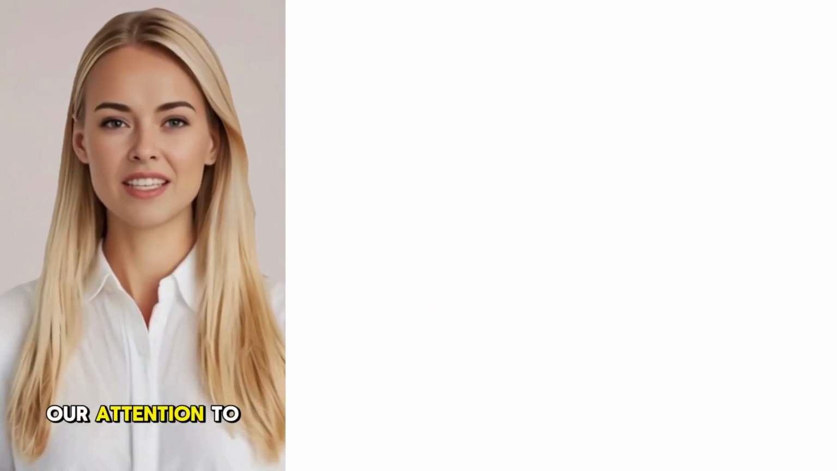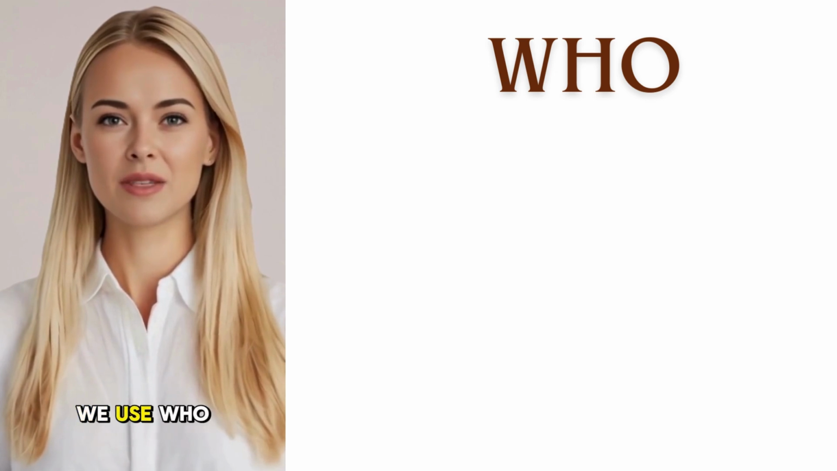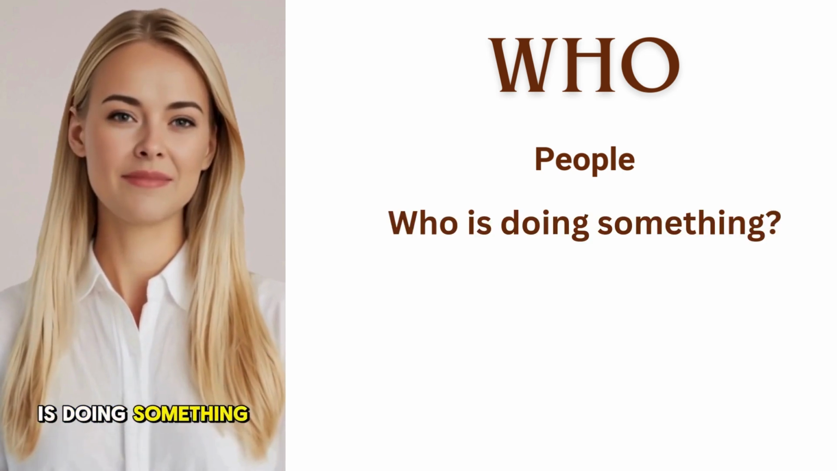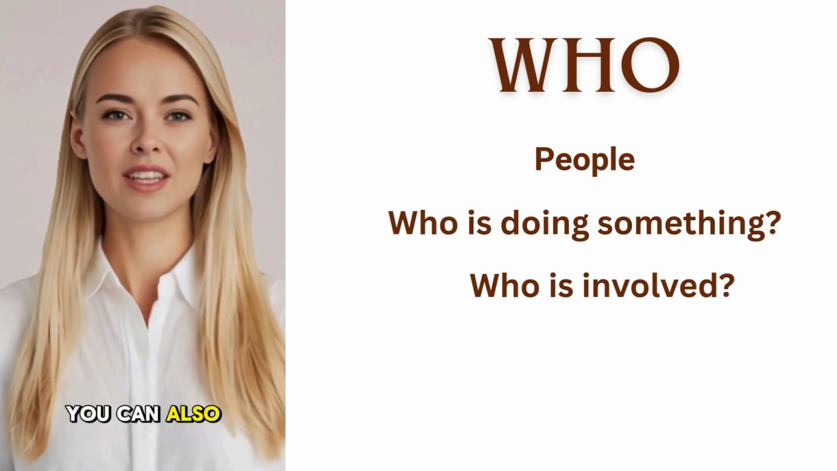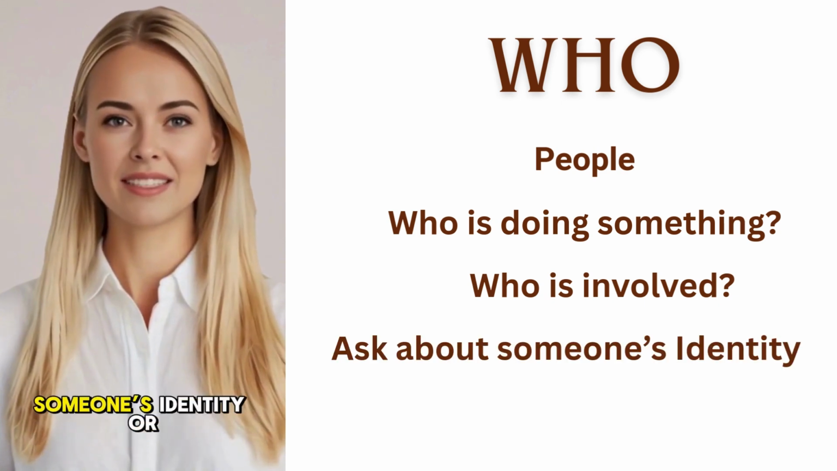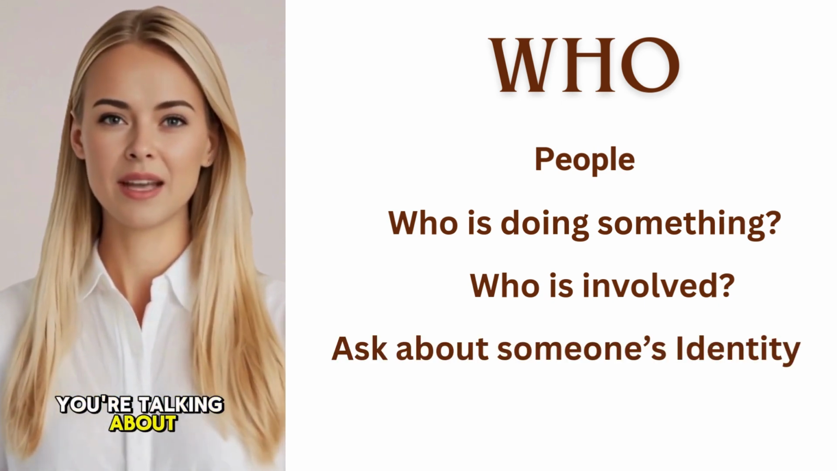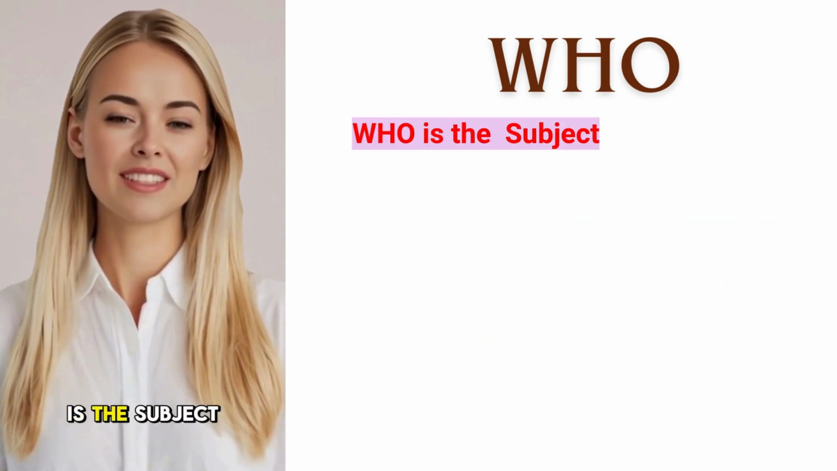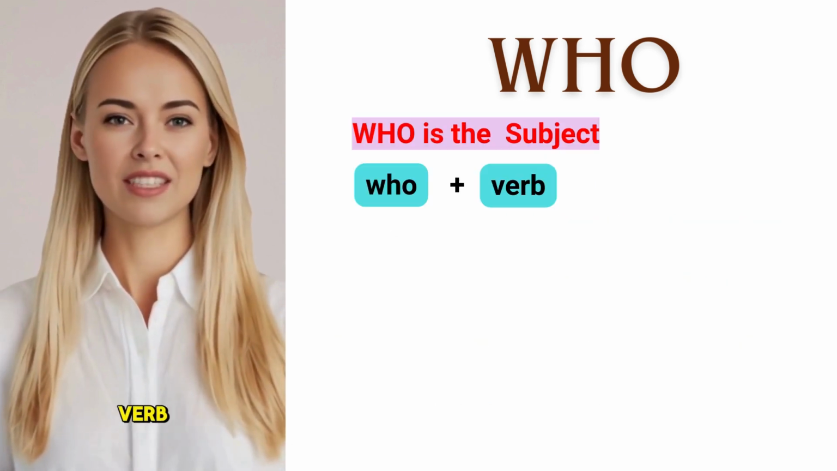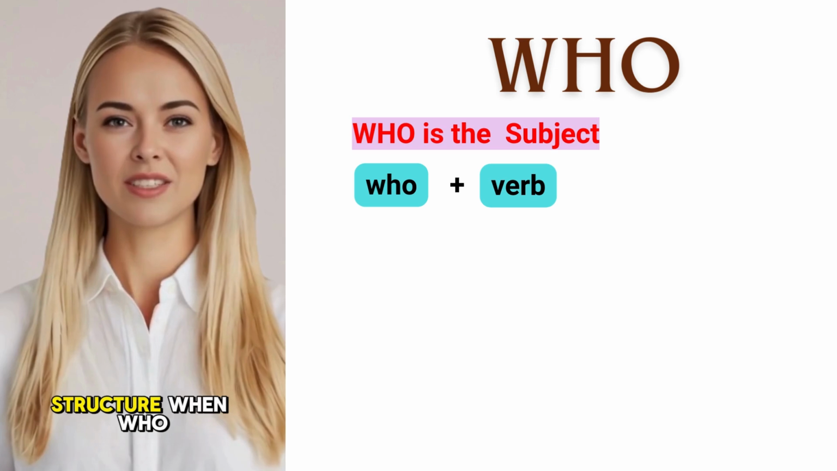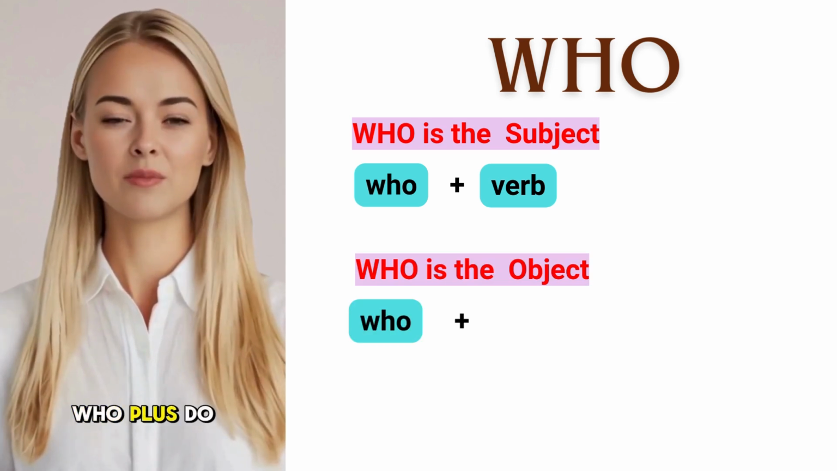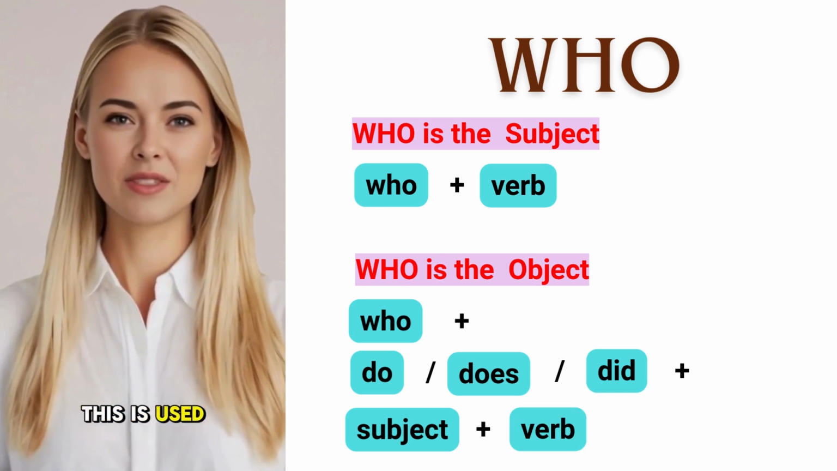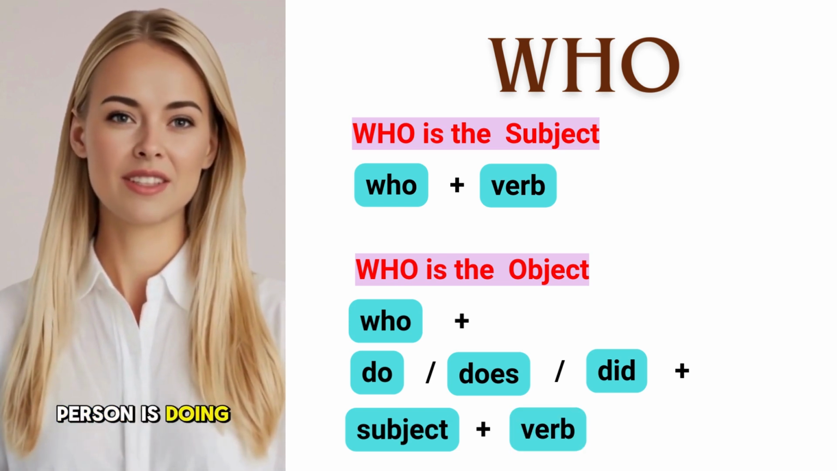We next shift our attention to who. We use who to ask about people. It helps us find out who is doing something or who is involved. You can also use who to ask about someone's identity or when you're talking about people involved in actions. The common question structure, when who is the subject, is who plus verb. The common question structure, when who is the object, is who plus do, does, did plus subject plus verb. This is used when you want to know which person is doing something.